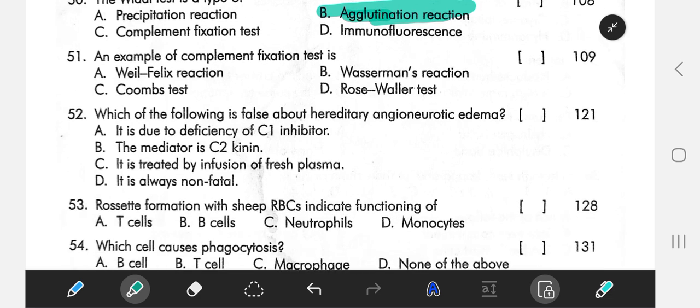Question number 51. An example of complement fixation test is option A. Weil-Felix reaction, B. Wassermann's reaction, C. Coombs test, D. Rose-Waaler test. Example of complement fixation test is Wassermann reaction.